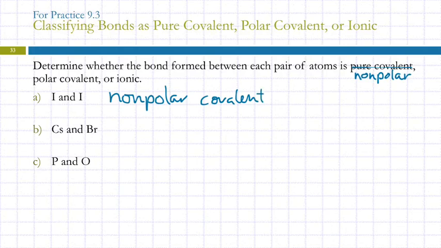How about between cesium and bromine? What kind of elements are they? Metal and nonmetal. So what does that make it? Ionic. We don't have to look at a table of electronegativities to tell us that. This is ionic. How about phosphorus and oxygen? Both nonmetals. They're not the same. Probably 90% of the time, that's going to be a polar covalent bond. They're sharing, but not exactly equally. Any questions?